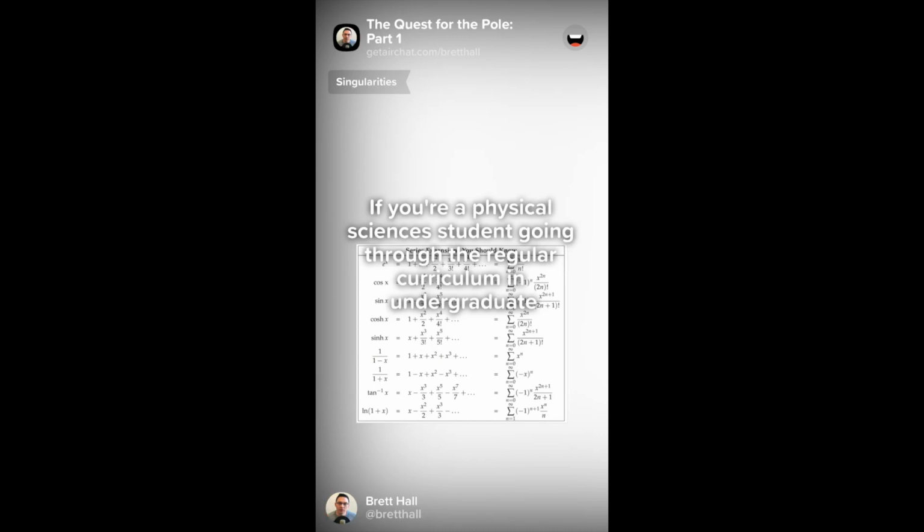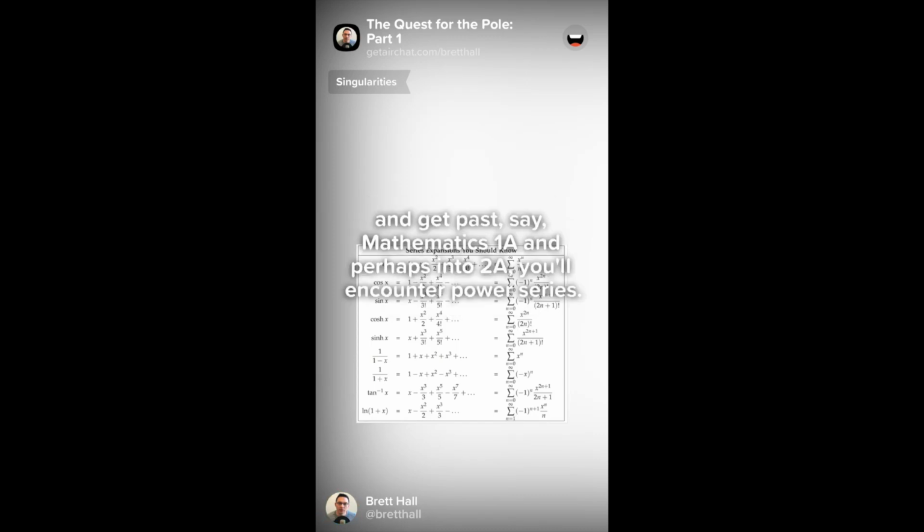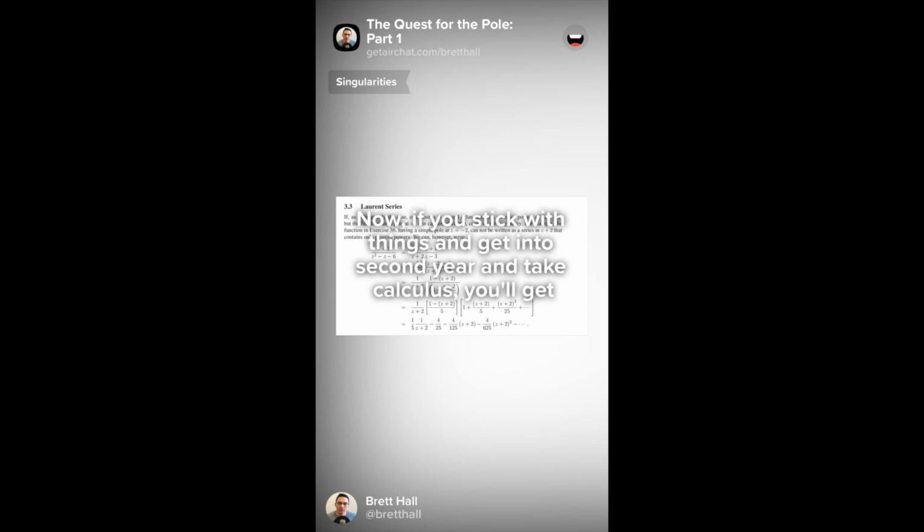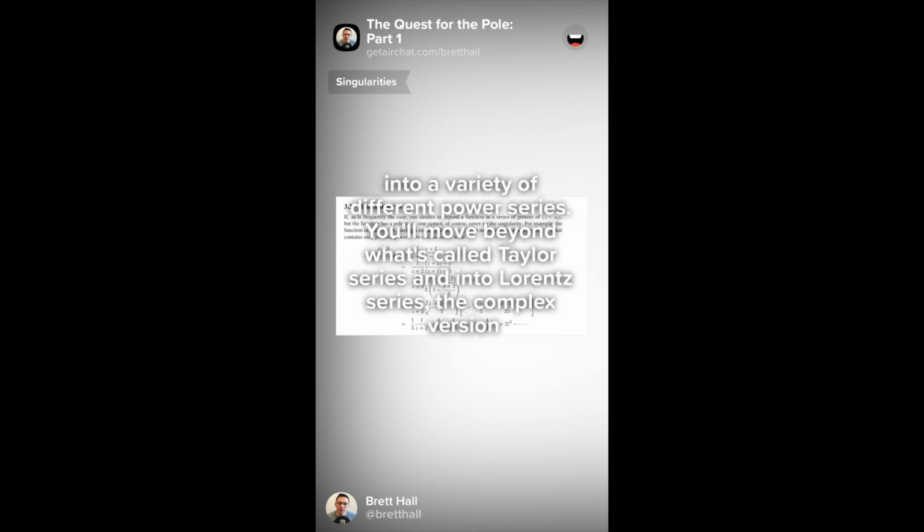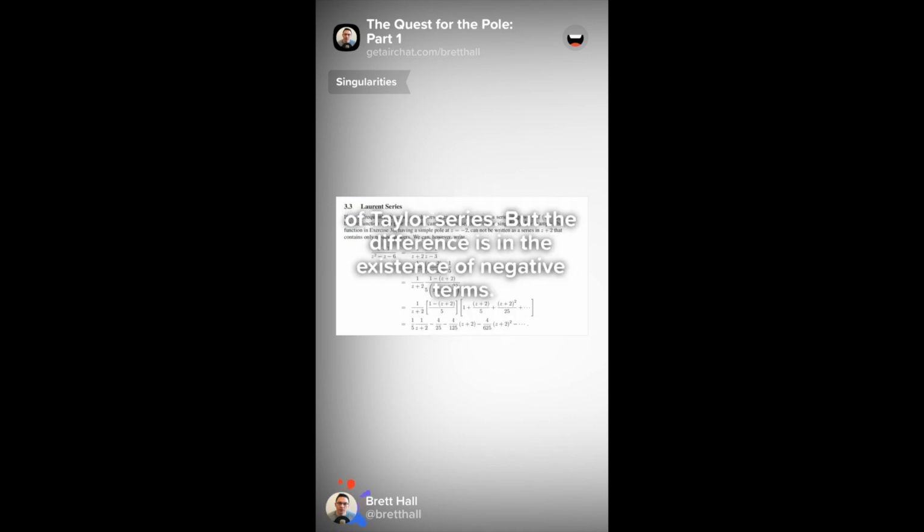If you're a physical sciences student going through the regular curriculum in undergraduate and get past, say, Mathematics 1A and perhaps into 2A, you'll encounter power series. Now, if you stick with things and get into second year and take calculus, you'll get into a variety of different power series. You'll move beyond what's called Taylor series and into Laurent series, the complex version of Taylor series. But the difference is in the existence of negative terms.